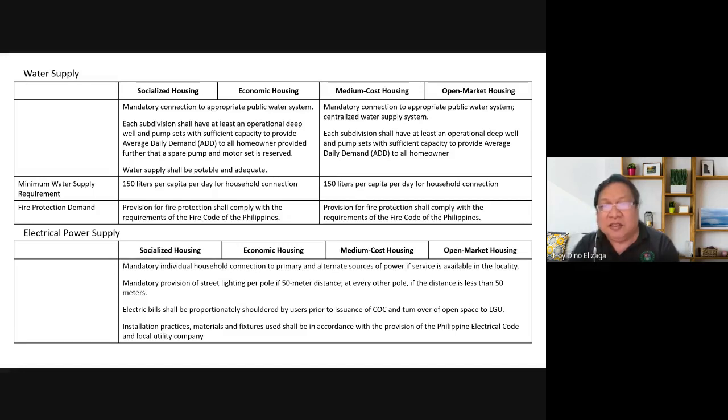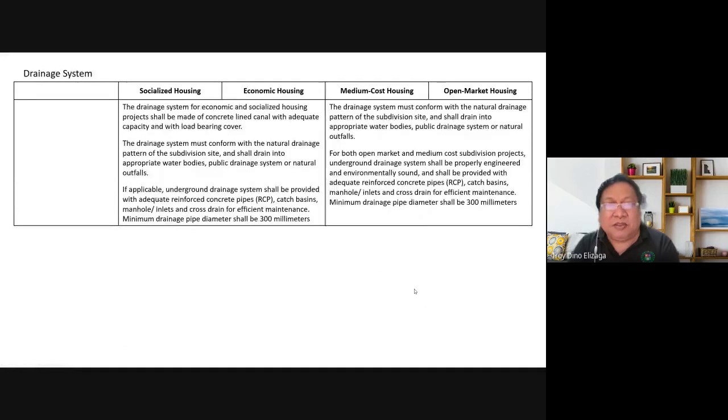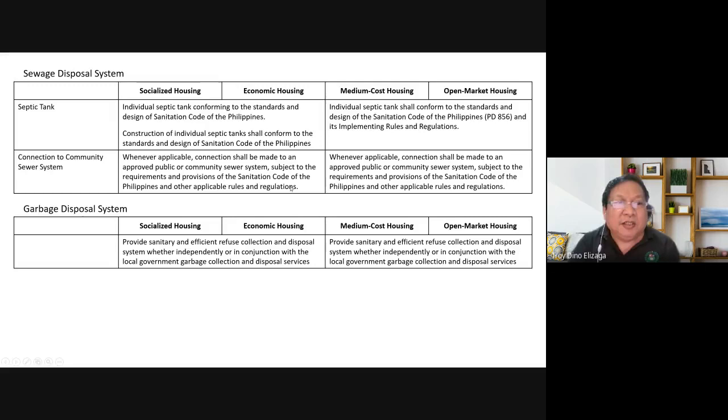No. And also electrical power supply. So it's the same for all of this. So you will have your electrical poles, and then drainage systems, also the provisions of septic tank. Anyway, we'll deal with this more on that special lecture, including sewage disposal and garbage disposal.